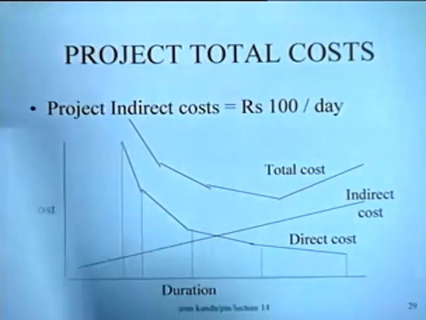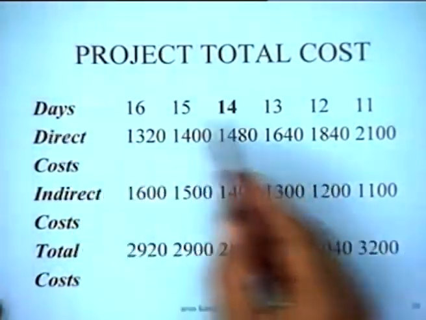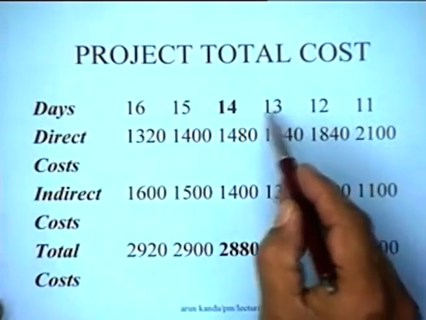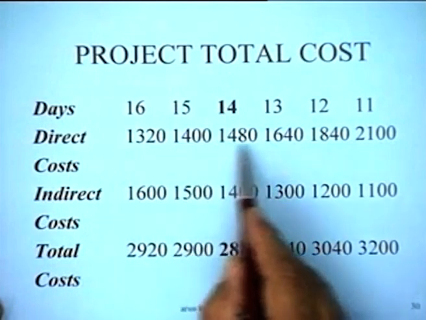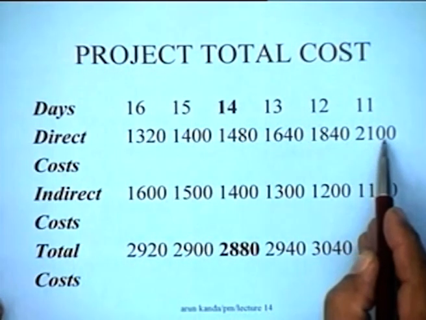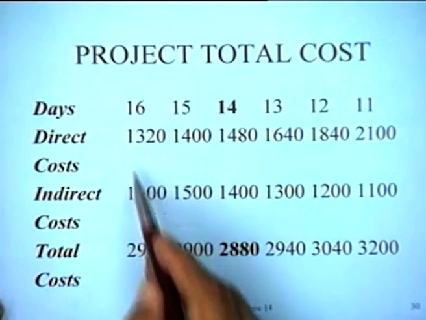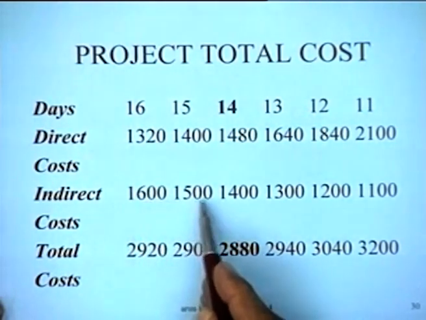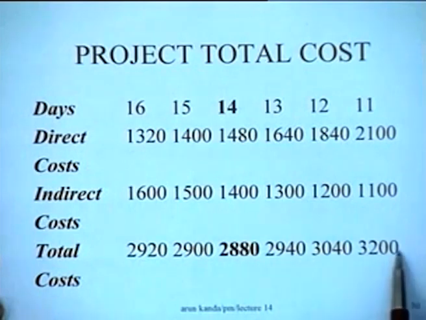For the example that we were doing, you can work this out very easily. Our project duration was from 11, 12, 13, 14, 15, 16 days. We have calculated the minimum direct costs, which we have obtained from the ZT curve, which we just did the analysis. So if the indirect costs are 100 rupees a day, for 16 days there will be 1600, 15 days it will be so much, you have this, so that the total cost is something like this.